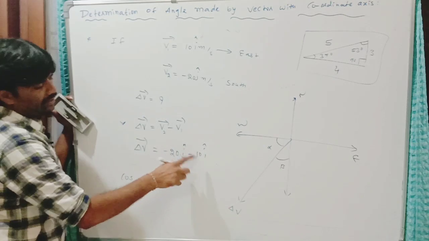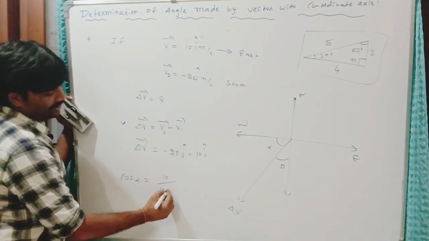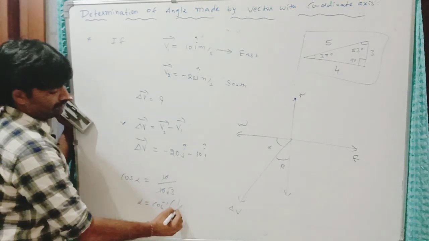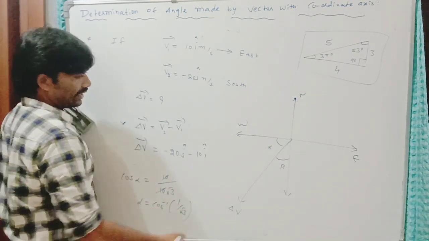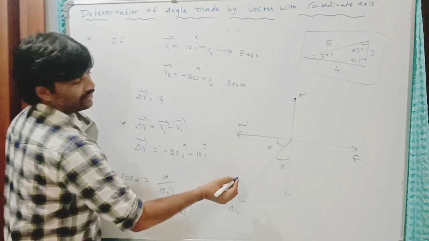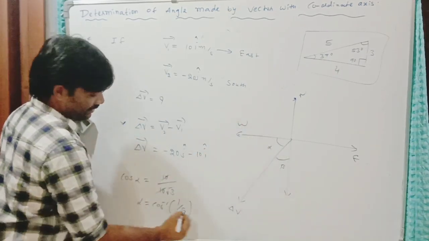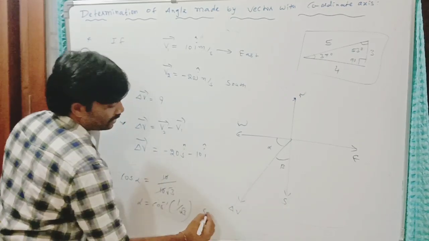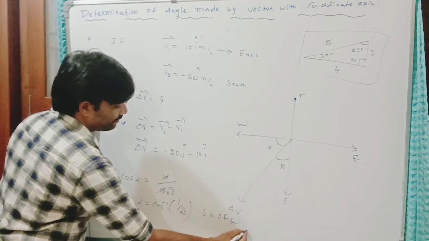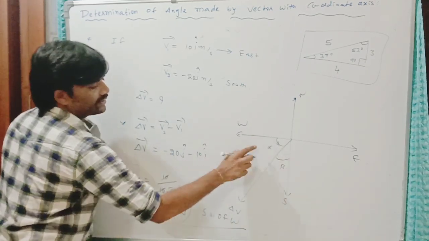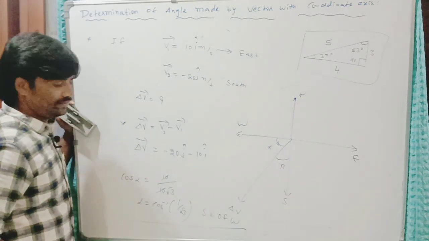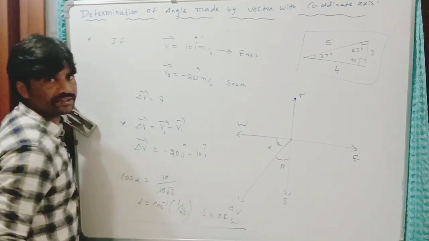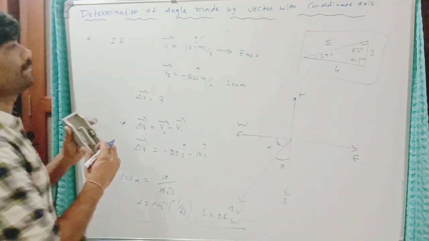Magnitude of this is root of 100 plus 200, so it gives 10 root 3. This cancels, so alpha equals cos inverse of 1 by root 3. This is the measurement of angle with the negative x axis. Sorry, this is not the x axis, this is west. So this angle is measured towards south from west. So you can say alpha equals cos inverse of 1 by root 3 south of west. Clear?